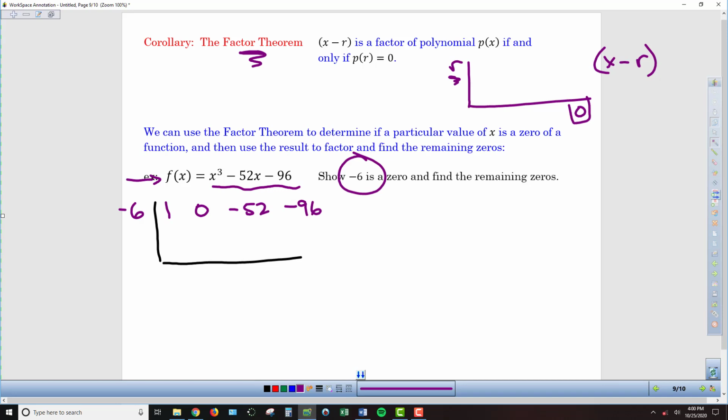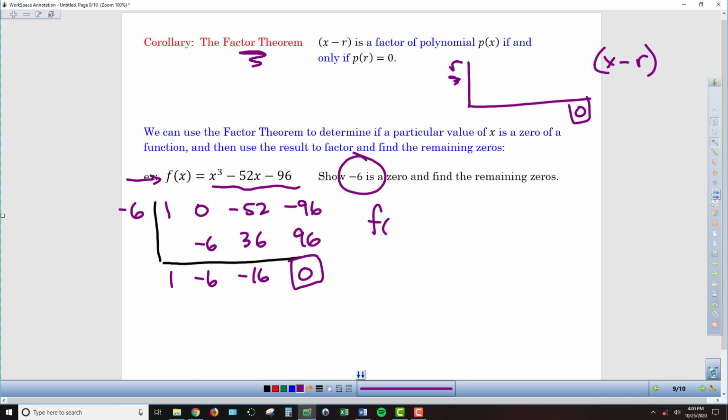Now notice the x squared term is missing, so I need a placeholder 0, then -52, and then -96. So we go through our synthetic division. I just bring down that 1. -6 times 1 is -6. Add in the vertical direction. -6 times -6 is 36. Again, add in the vertical direction. We get -16. -6 times -16 is indeed positive 96. So we have confirmed that -6 is a 0.